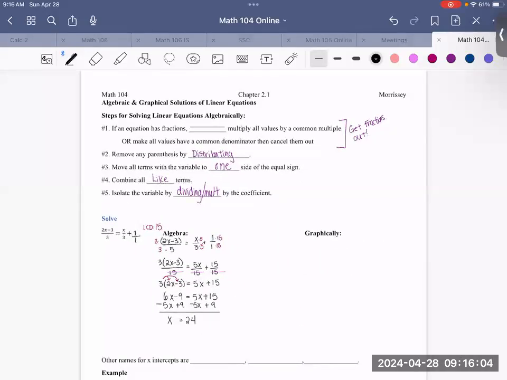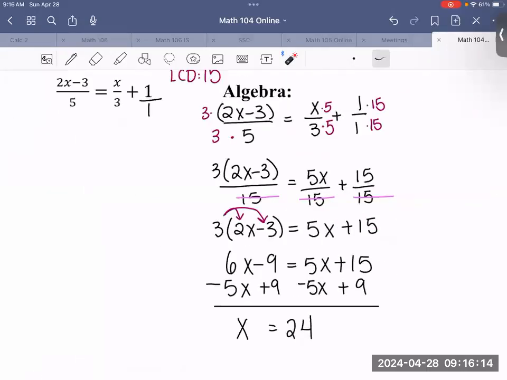You can also multiply all of them by a common multiple. Again, your common multiple in this first case was 15. So I'll show you it a little differently if we were going to do it that way.